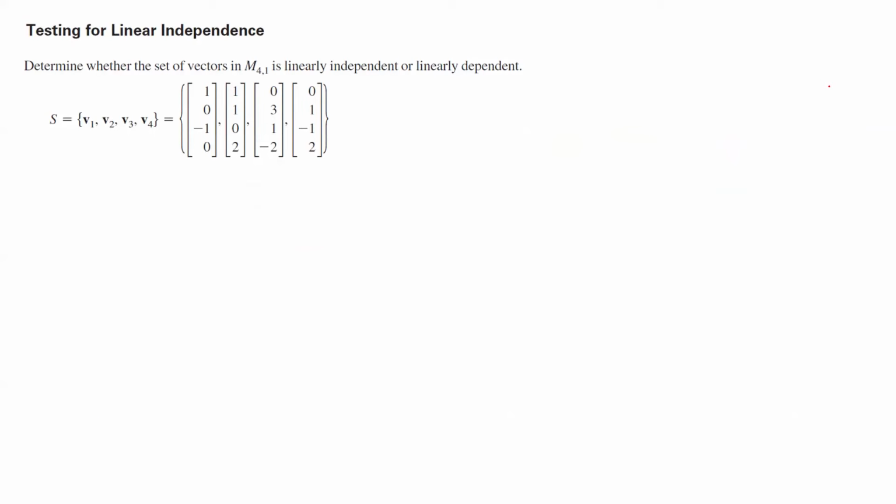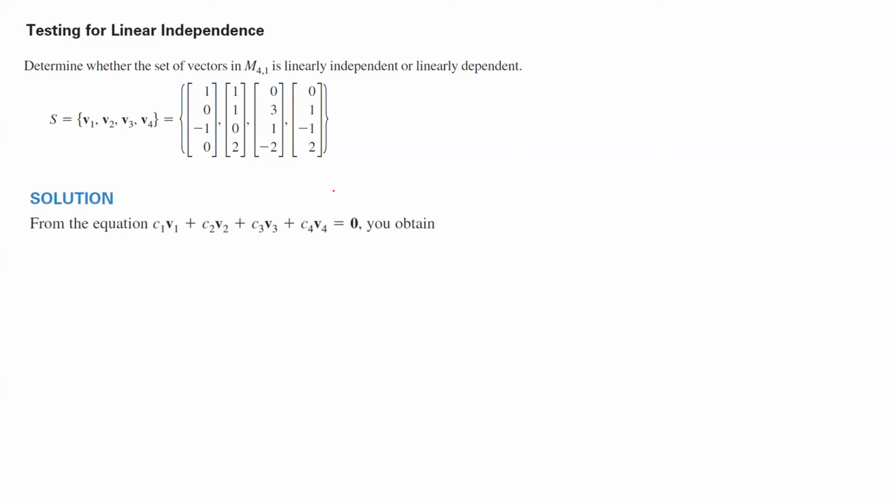Testing for linear independence. Determine if the set of vectors in the world of 4x1 matrices is linearly independent or dependent. Well, take a look. I have this set V1, V2, V3, and V4, and you have some column matrices. You want to check to see if they are linearly dependent or independent. It doesn't mention anything about finding C values, but let's take a look. What are the steps that we're going to take?